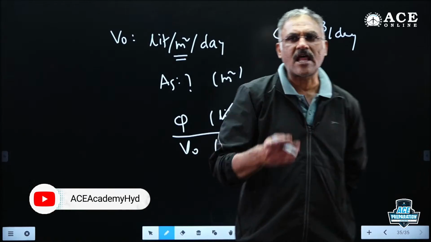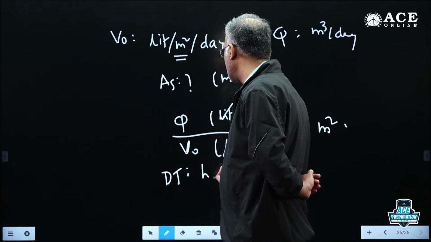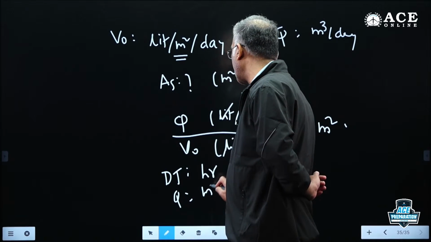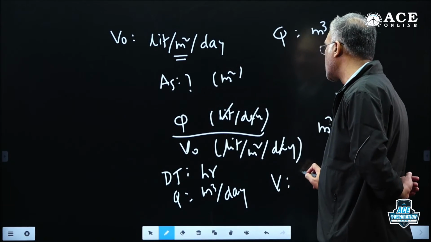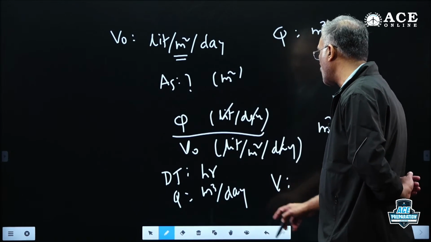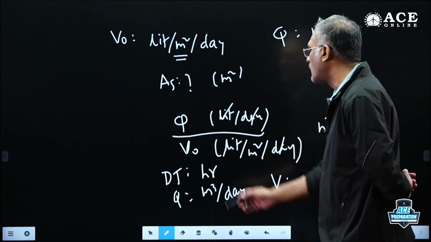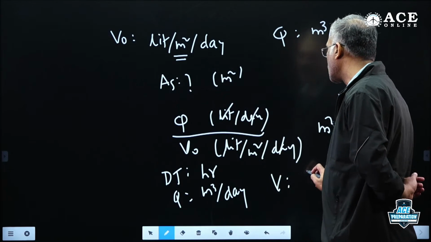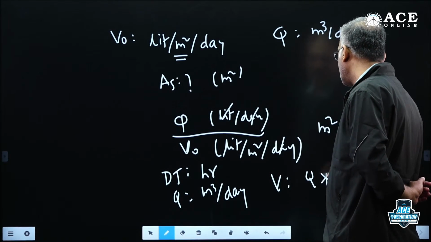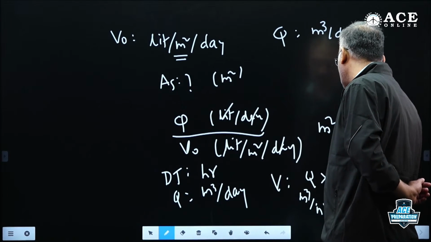Suppose detention time is given, say in hours, and flow rate is given in meter cube per day, and you are expected to find out volume. So volume is equal to what? Volume unit is meter cube. I am supposed to get the answer in meter cube. There must be some parameter which cancels out days. What is that parameter? Detention time. Convert that into days. So Q into detention time: we multiply meter cube per day or meter cube per hour into hour. They cancel out, and we will get meter cube.